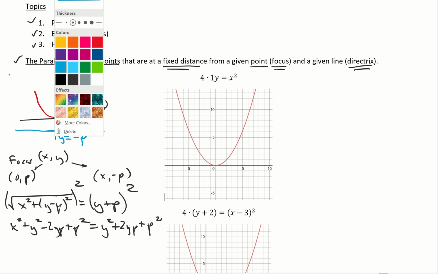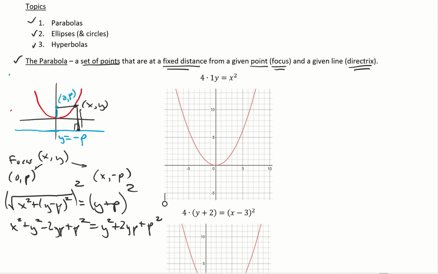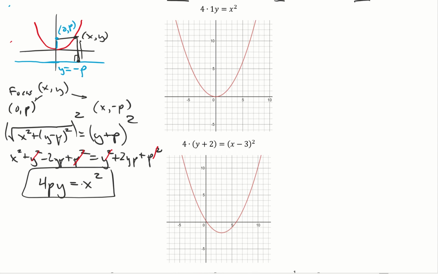Okay, so we look across the equation that we have, and we notice that the y squareds would cancel if we move them. The p squareds disappear. And here's your equation. If we throw the minus 2yp to the other side, we'll have 4py is equal to x squared. That is what it looks like if the parabola is centered at the origin.